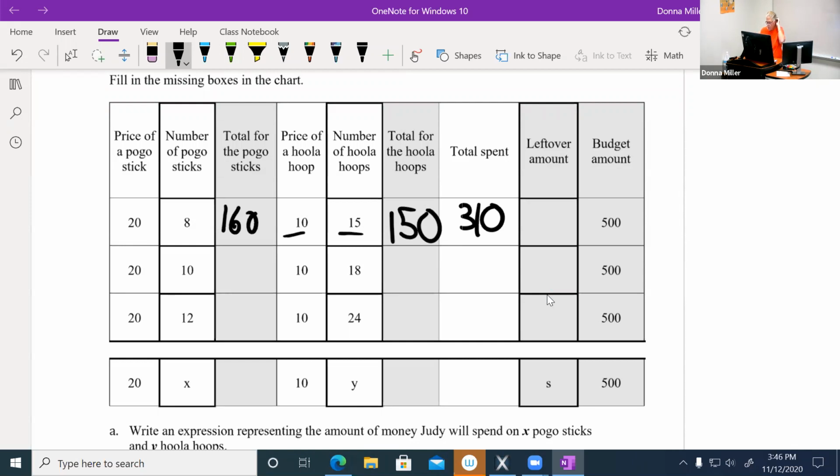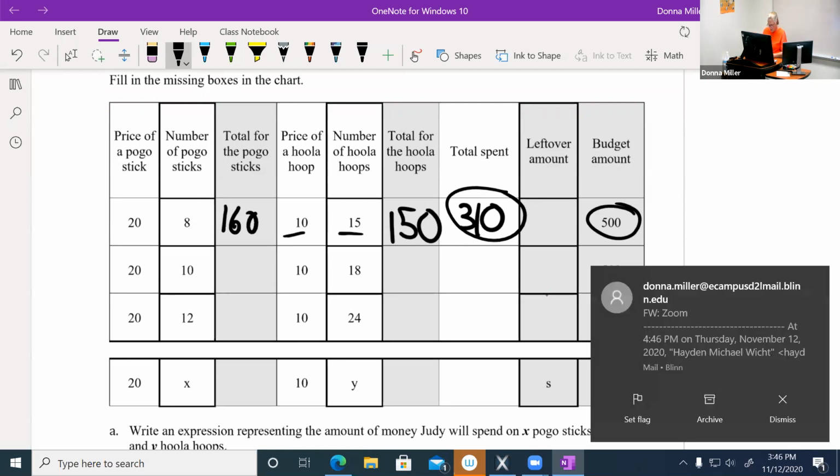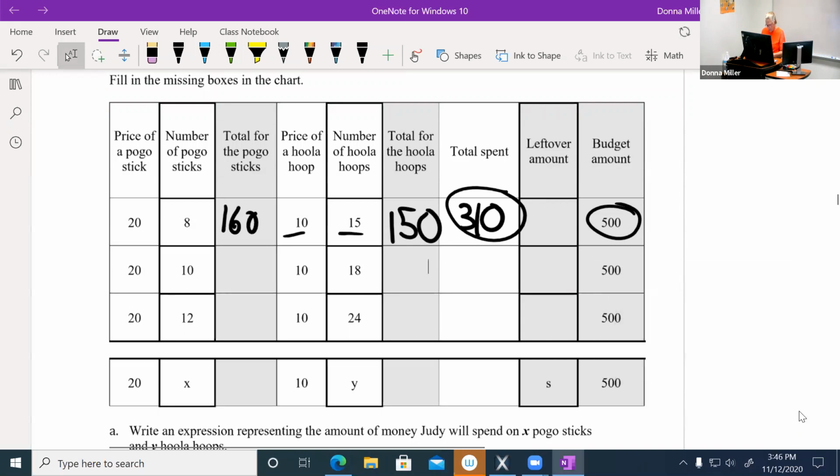And the leftover amount. So the leftover is the money I have left over. So I had 500 available and I spent 310. So I do 500 minus 310. I get 190. Okay, so that's the money I have left over. All right, that's my slack variable. My slack variable is what I have left over.